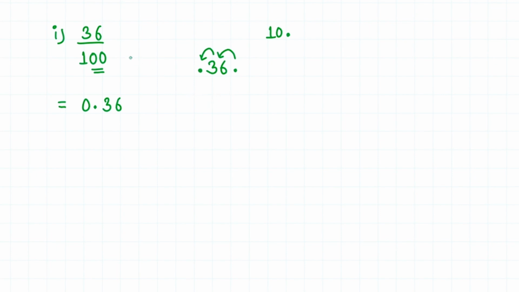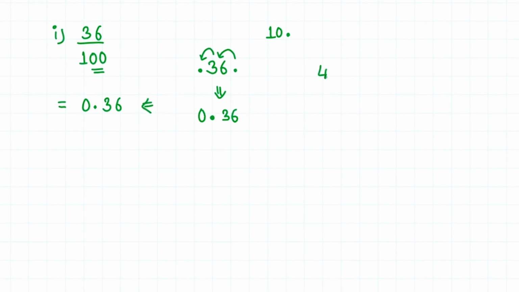And our answer is going to be 36 by 100 is equal to 0.36, okay? And whenever there is a point in front, it's just a custom to write 0 in front of that point. And we get our answer 0.36, okay?